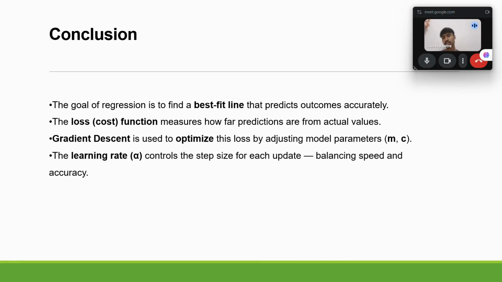Now we will move towards the conclusion. What did we learn in the entire presentation? Our first and foremost goal of regression is to find the best fit line that predicts the outcomes accurately. The loss or cost function measures how far our predictions are from the actual values. Then gradient descent, we have learned, is used to optimize this loss by adjusting model parameters, that is m, slope, and c, intercept. And the last thing we have learned is the learning rate alpha, which controls the step size of each update, balancing the speed and the accuracy.